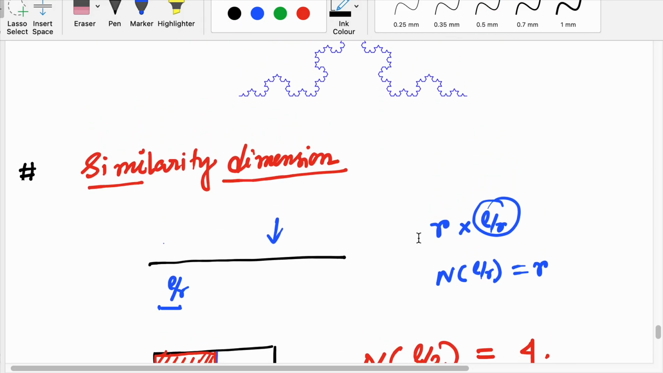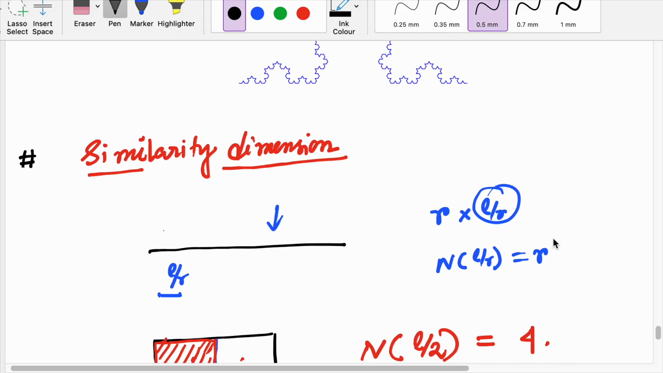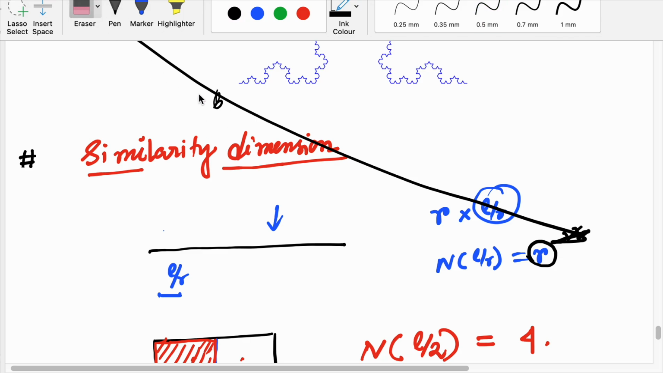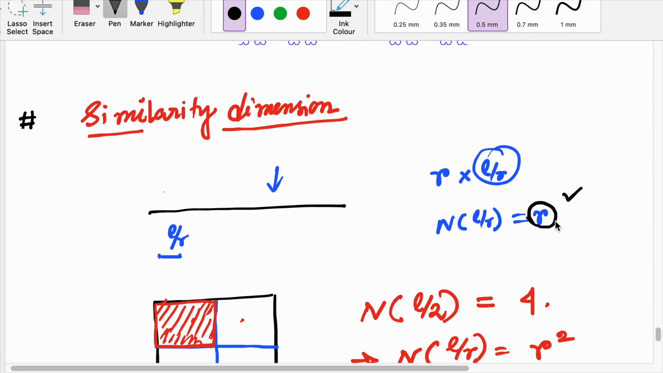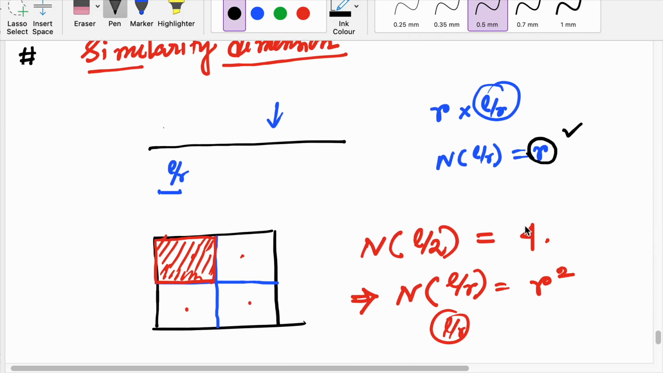You see that the exponent of this, how many smaller pieces we require, the exponent of that is not obvious. It's not an accident, it's actually telling us the dimensionality of the system. So here you find that r many are required.